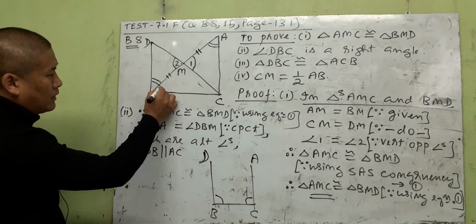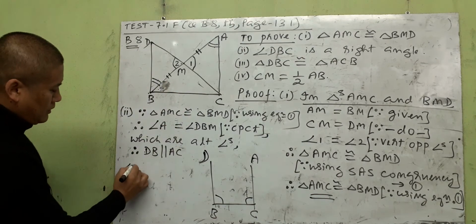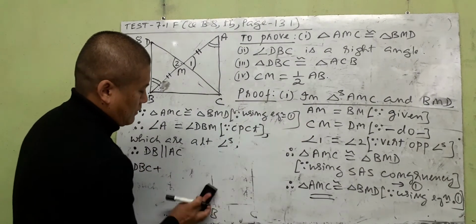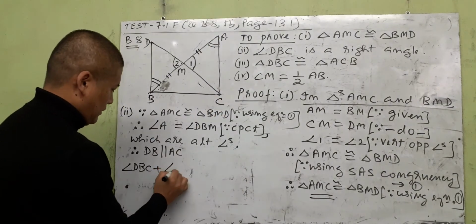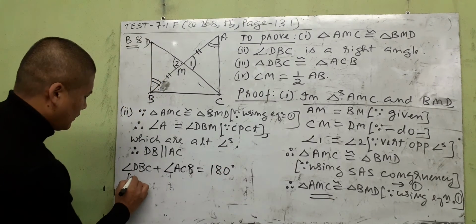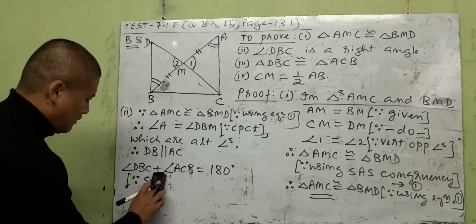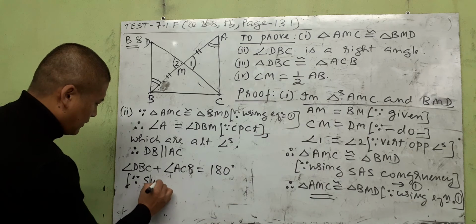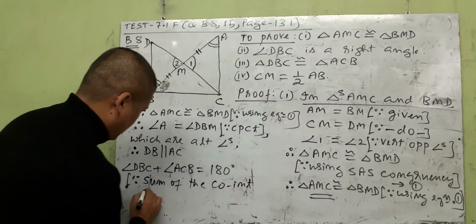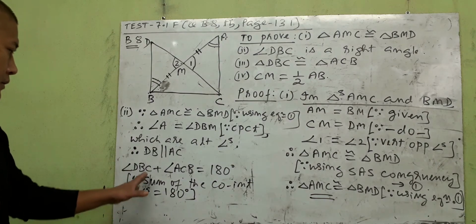So that one, let's just mark angle DBC plus angle ACB equal to 180 degrees, because we know from our previous chapters that when two lines are parallel, the sum of the co-interior angles becomes equal to 180 degrees.